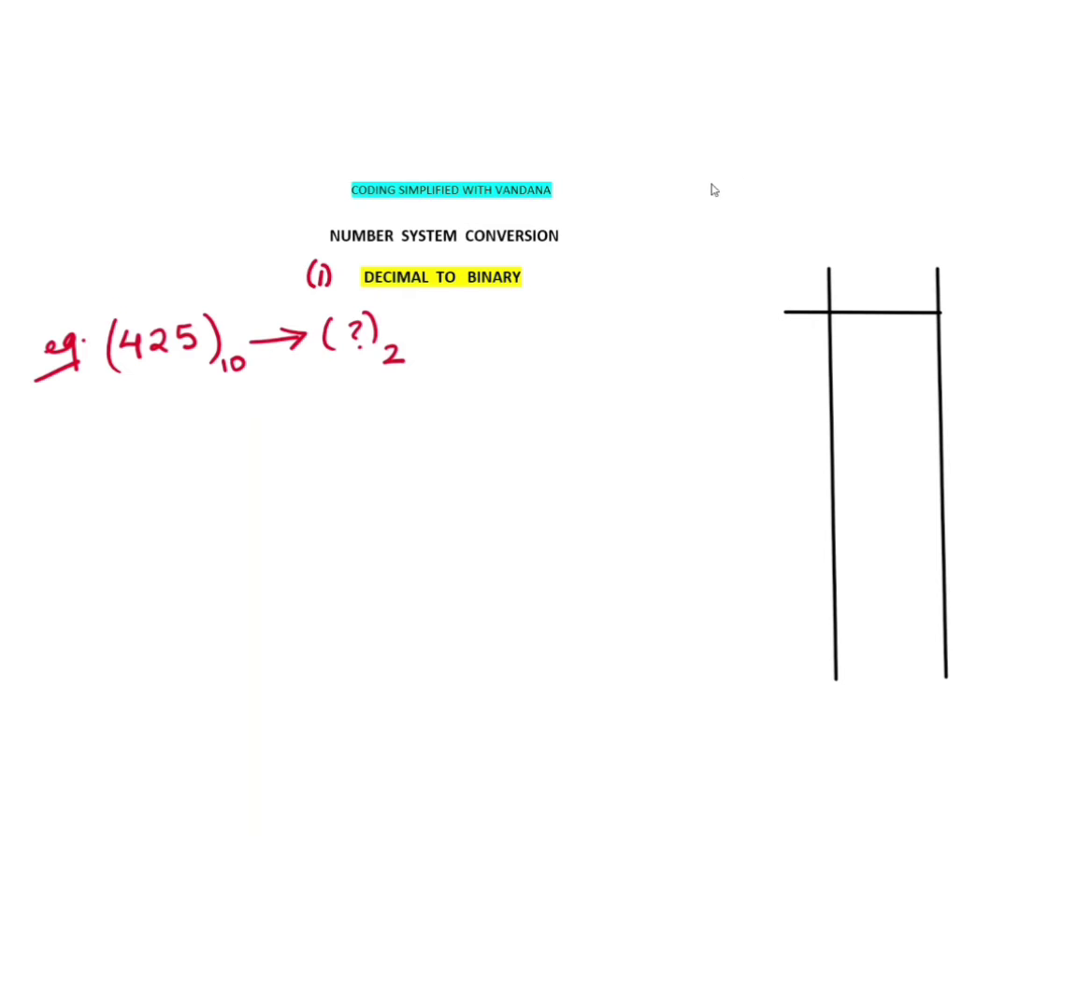We are going to use the repeated division method for this particular conversion. So this is the repeated division method. In this method, we will write the decimal number over here. That's 425 in this case. And now we are going to continuously divide this number by 2. We will repeatedly divide the given decimal number by 2.